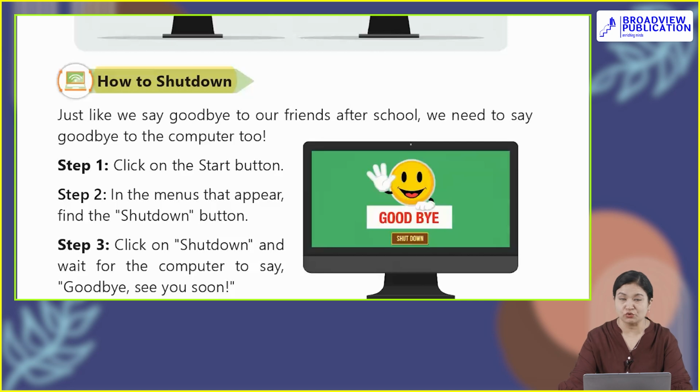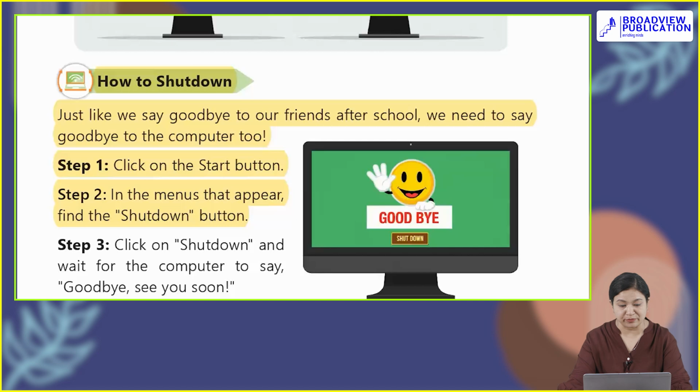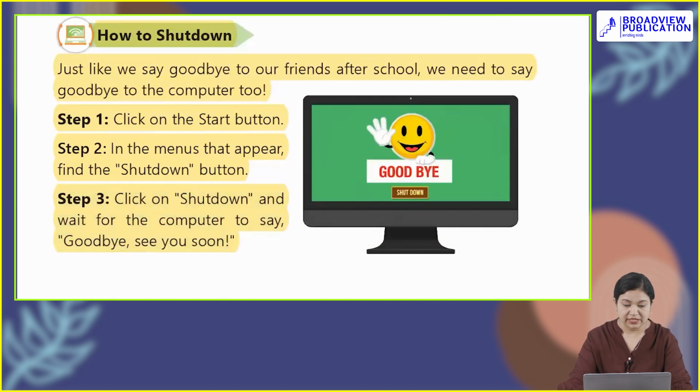Now it is very important to know how to shut down the computer. Just like we say goodbye to our friends after school, we need to say goodbye to the computer too. Step 1, click on the start button. Step 2, in the menu that appears, find the shutdown button. Step 3, click on shutdown and wait for the computer to say goodbye. See you soon. So first you have to click on the start button, then you see a menu. In the menu you see the shutdown button, and you have to click on it, then wait for a few seconds, and your computer will automatically shut down.